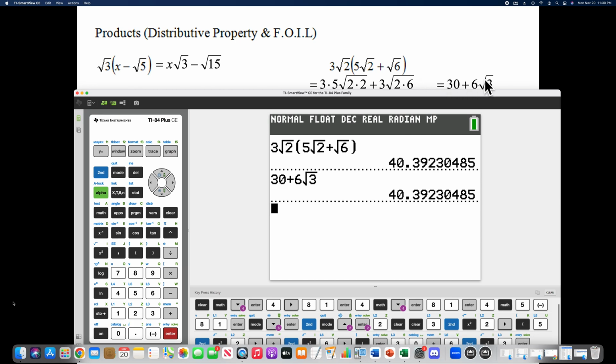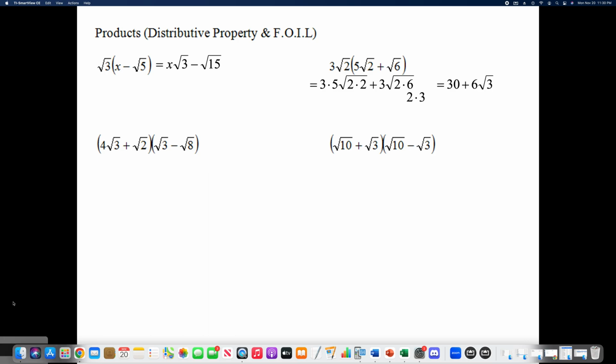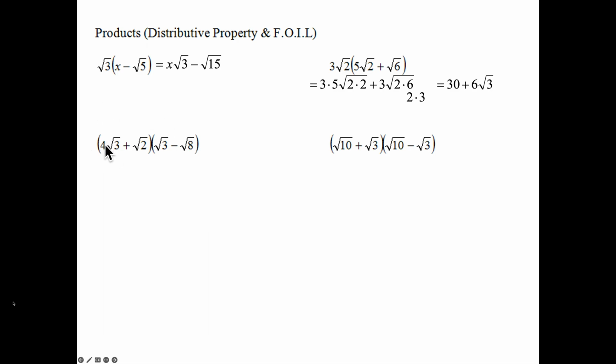So now I know this is correct. I can grade this one. You just have to store a value for x, say a 2 or a 4, whatever you'd like to store for that. All right, next example, foiling.